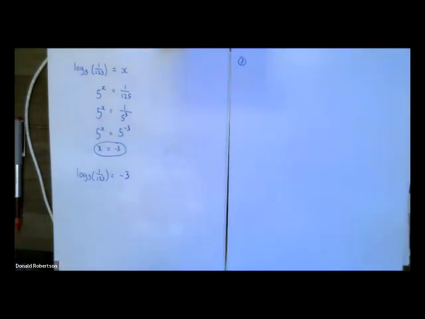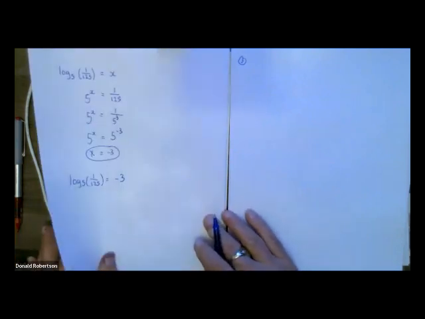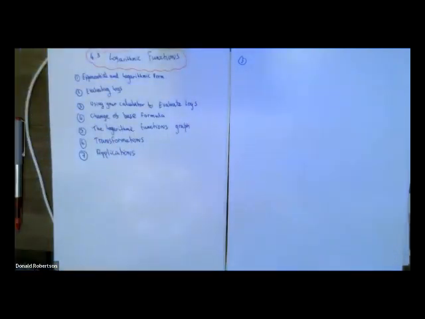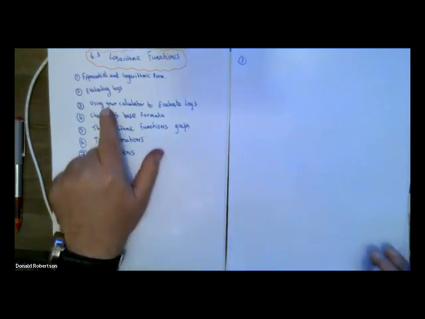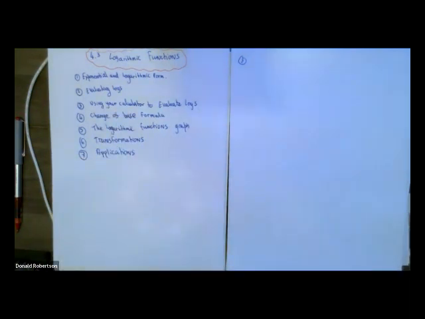I'm sure it's how do you find logs using your calculator? So that's where we're kind of looking at right now. So, using your calculator to evaluate logs. Well, let's show you how you can do that.